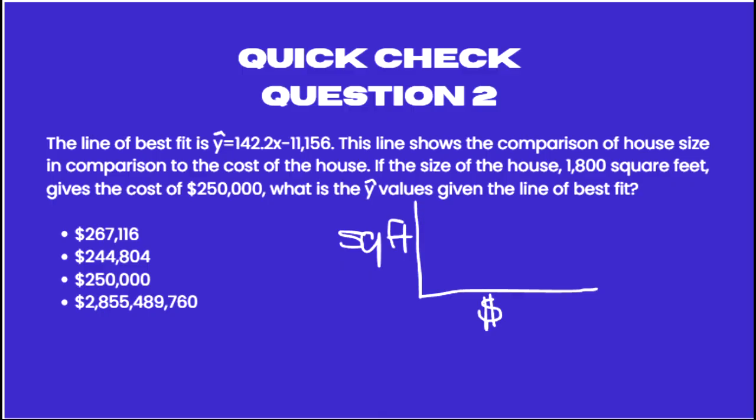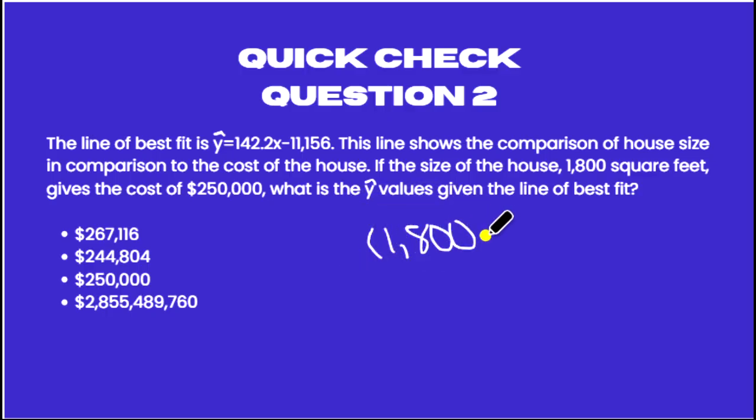How do we solve this? The size of the house is 1,800 square feet. The comparison of house size in comparison to the cost. I think it's opposite. I think it's the other way. So I think our x values are going to be square feet. So square feet would be x, which is 1,800. And then cost would be 250,000. Yes, this is correct. I know this is correct. You can actually trust me on this. Okay, so here's our xy coordinates.